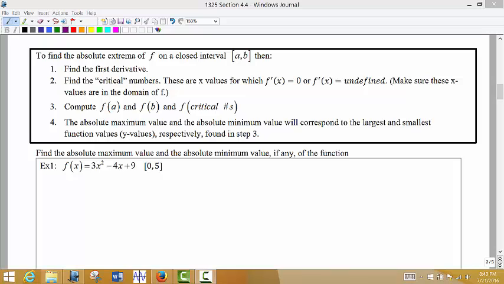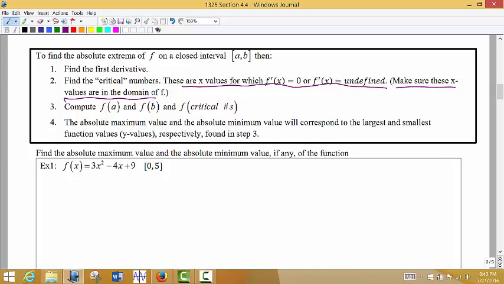So the first thing we're going to do is find the first derivative, and then we're going to look for what we call the critical numbers. These numbers are in the domain of f, so that means they're not x values that are asymptotes or holes. They're actually a point on the graph. And these are x values that have a first derivative that equals 0 or a first derivative that's undefined.